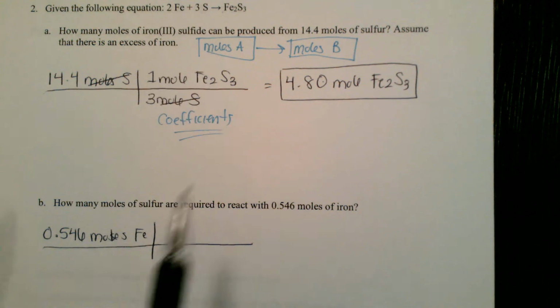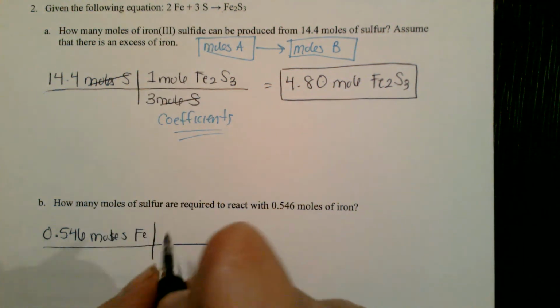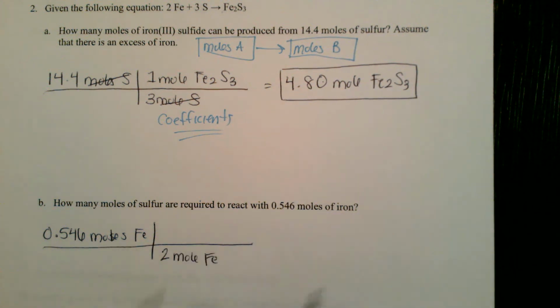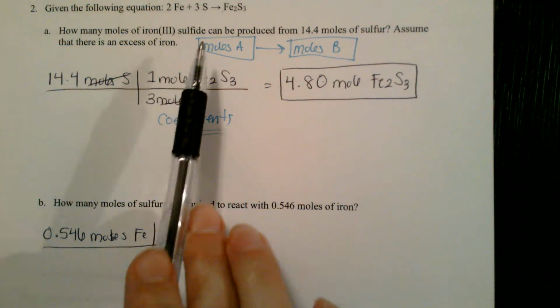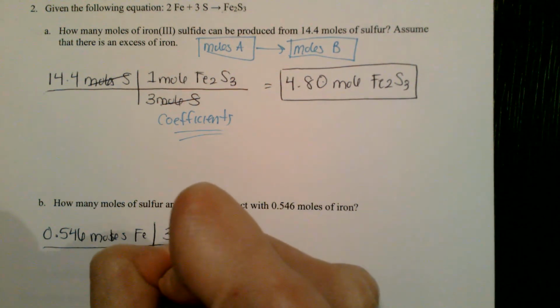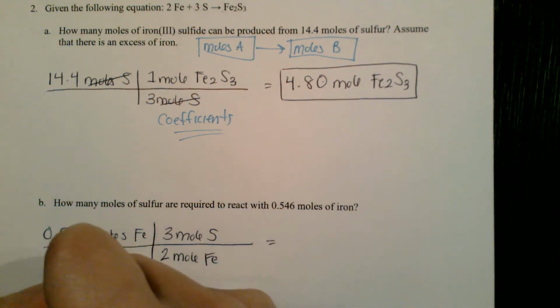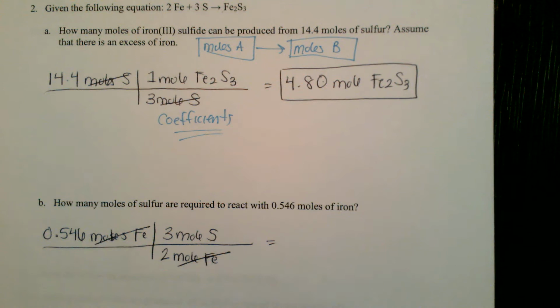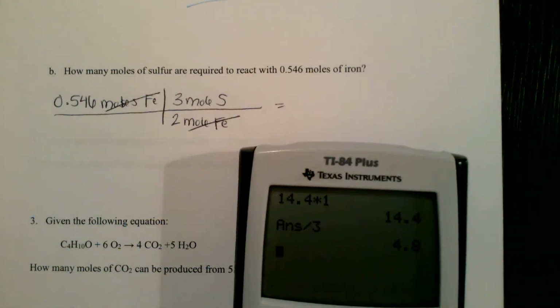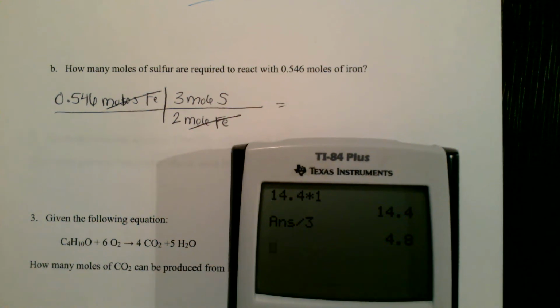So iron is 2. We want that to cancel. So our coefficient is 2. So 2 moles of iron. And we want to know how much sulfur we need. So we need its coefficient of 3. So 3 moles of sulfur, where iron cancels with iron. And then we're left with our moles of sulfur. Okay, so we have 0.546.